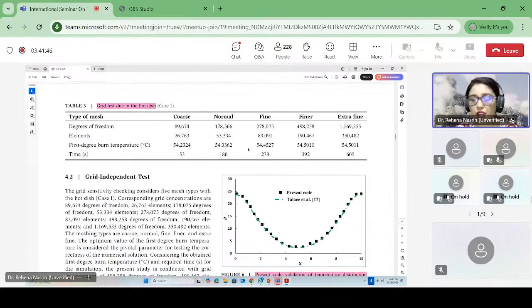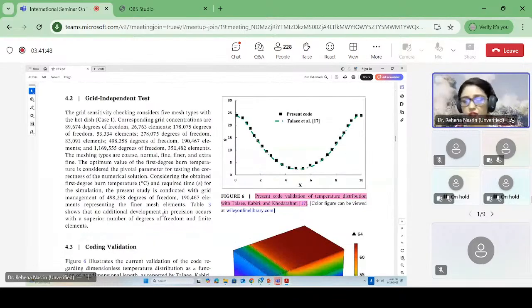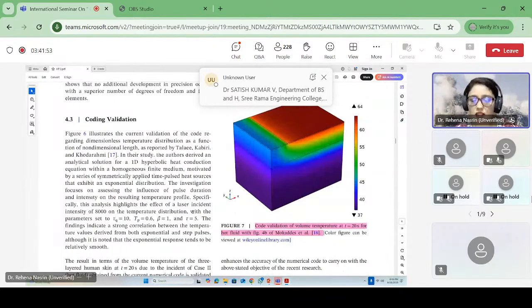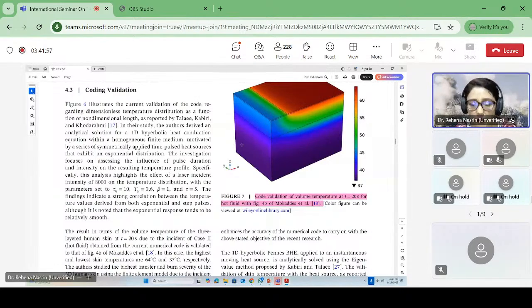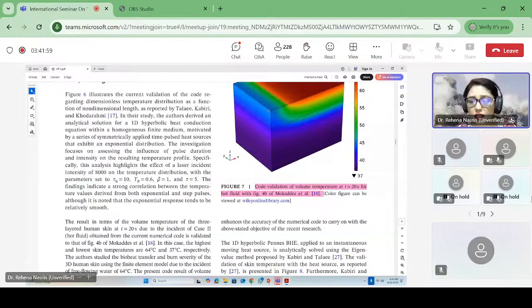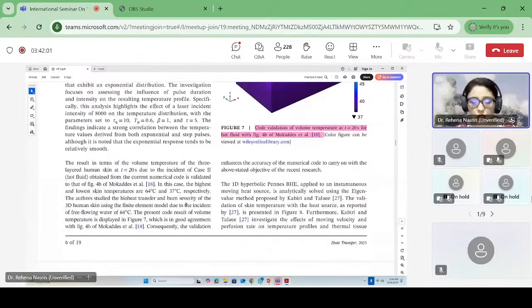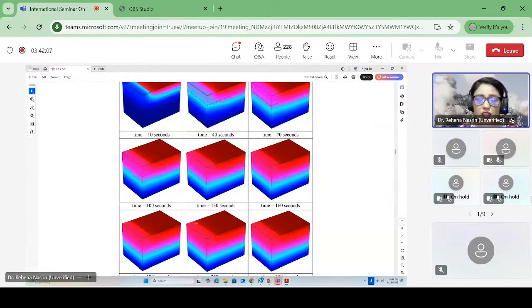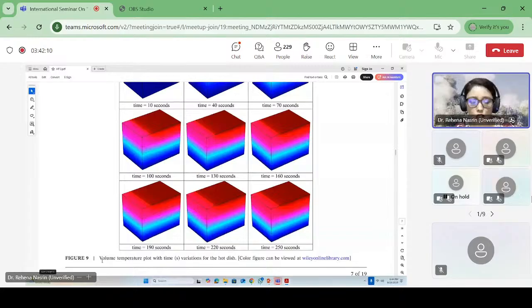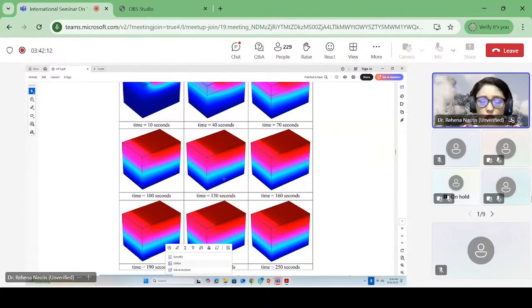But we consider 4 different cases. And this is the code validation part. This is also the code validation. This is the surface temperature of the 3 layers of our skin. This is also the code validation part. Now the result discussion, and this is the volume temperature plot with time.